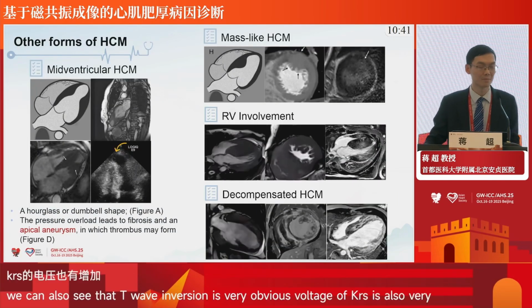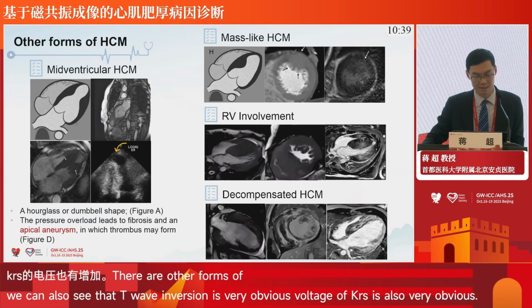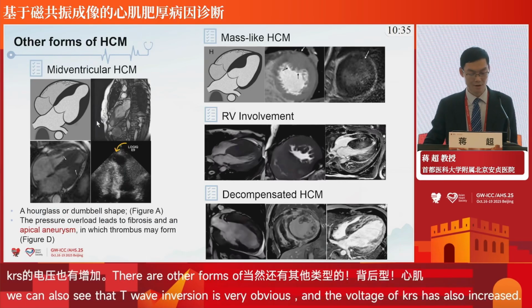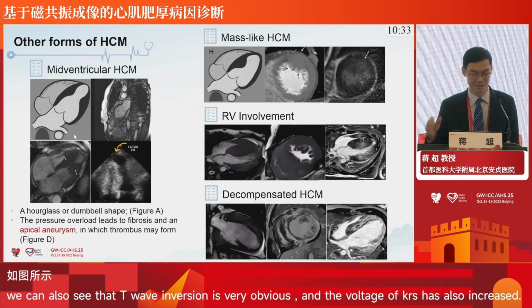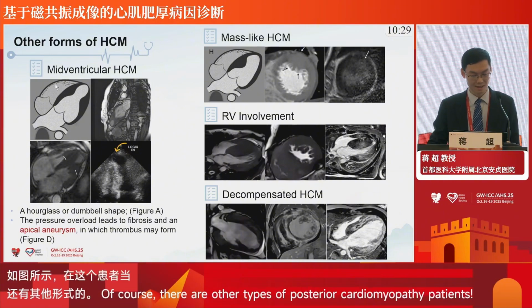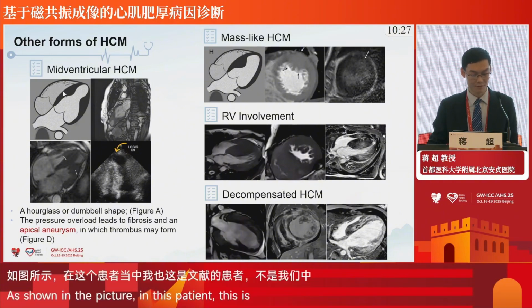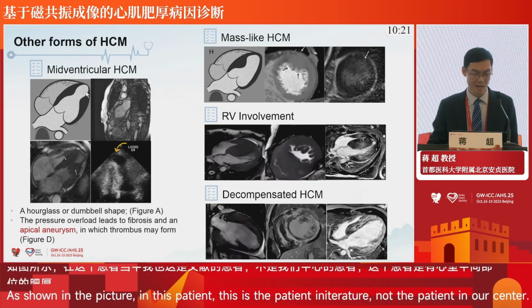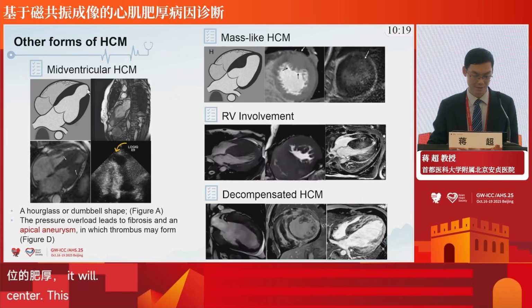There are other forms of hypertrophic cardiomyopathy. In these patients, I also found from the article, not patients from our center, that they had hypertrophy at the middle part of the heart, and it will cause an apical aneurysm.